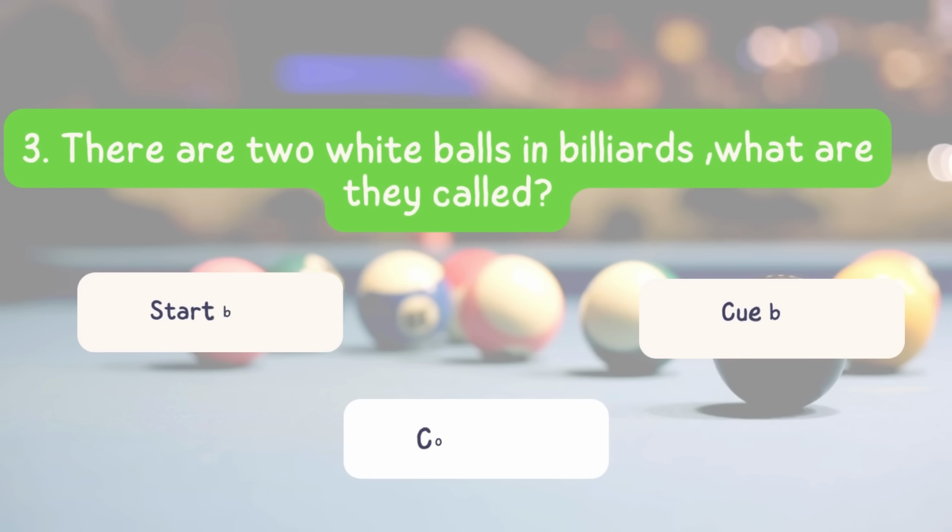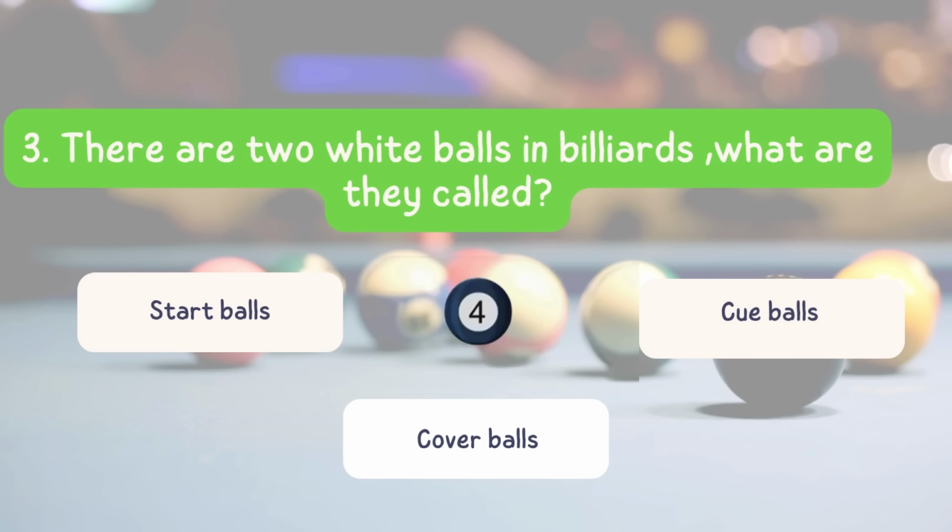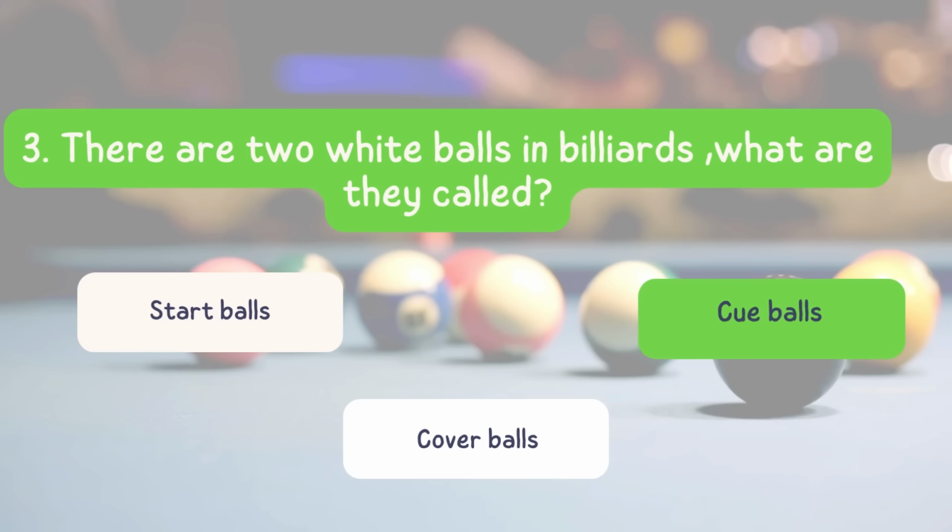Third question. There are 2 white balls in billiards. What are they called? Start balls, cue balls, cover balls. The correct answer is cue balls.